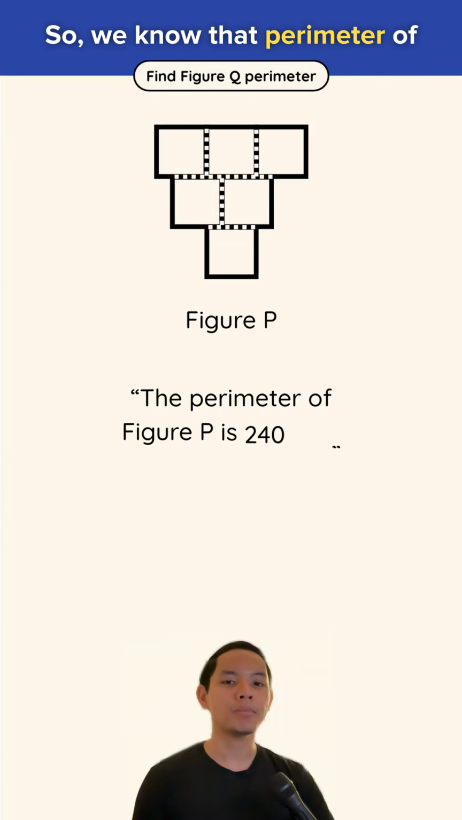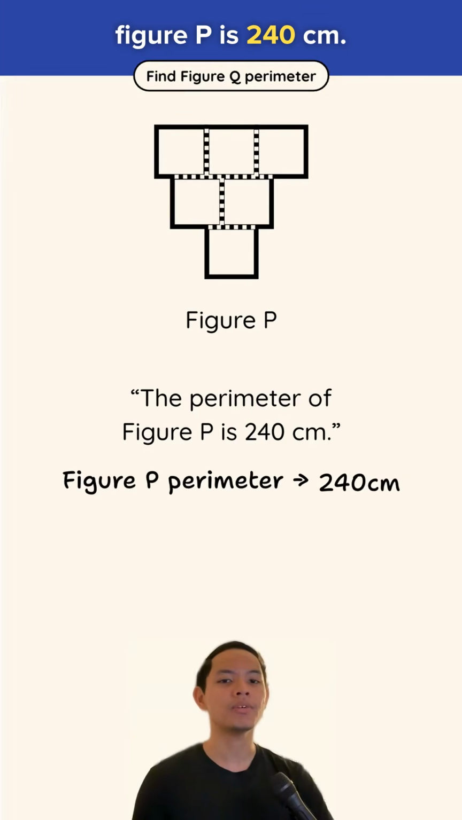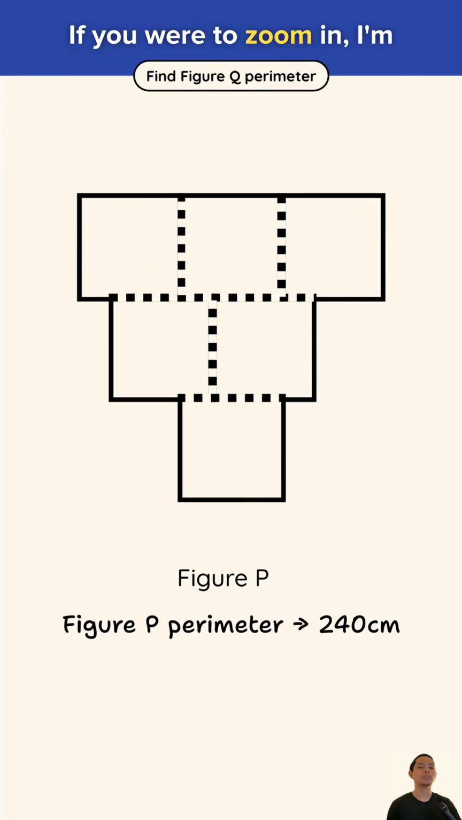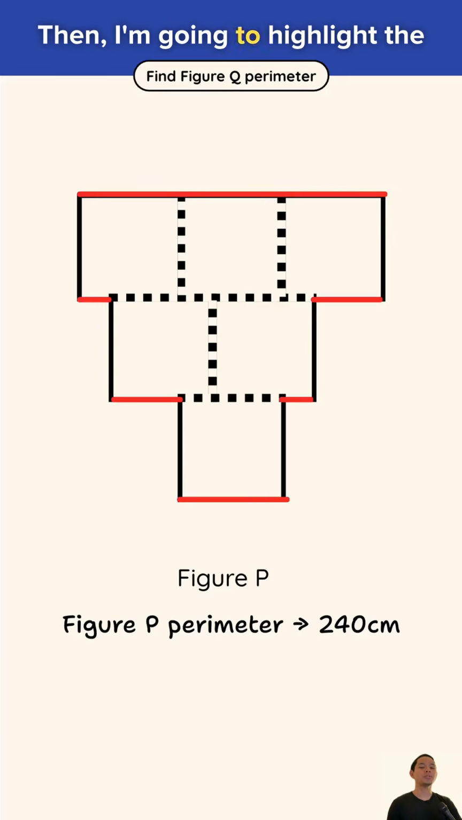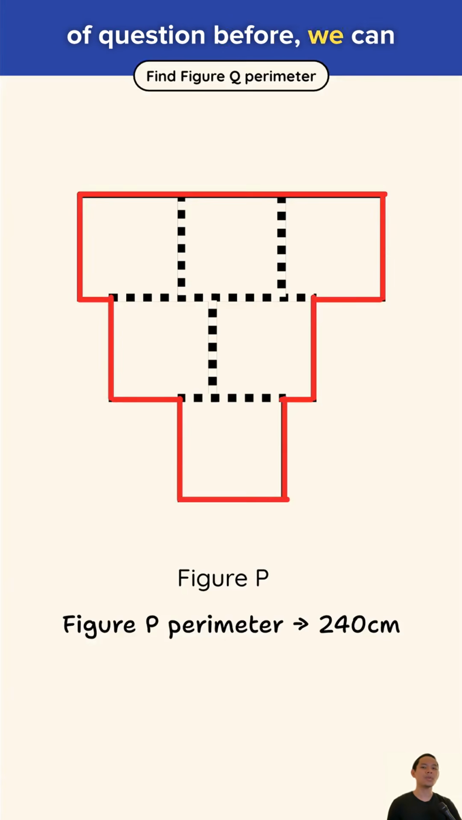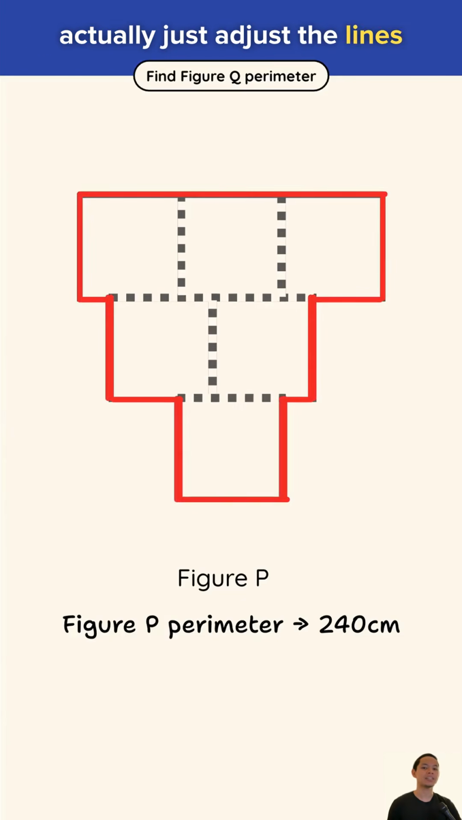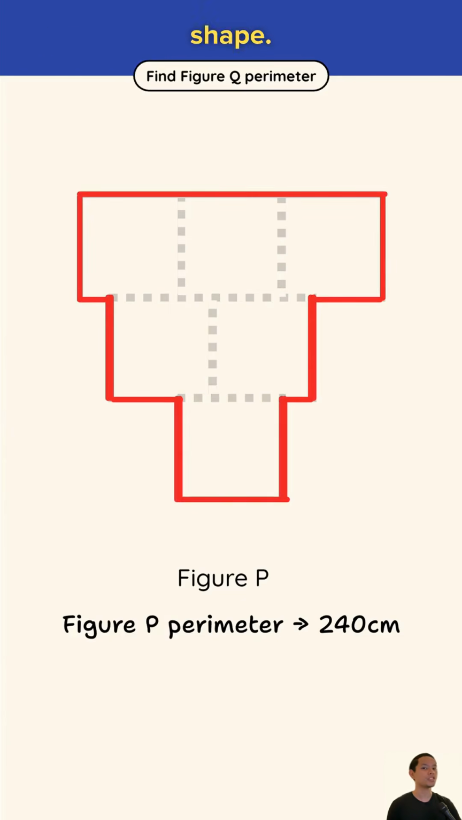So we know that the perimeter of figure P is 240 centimeters. If we were to zoom in, I'm going to highlight all of the lines, starting with the horizontal lines from left to right. So it will look something like this. Then I'm going to highlight the vertical lines, which is top to bottom. Now, if you have done this kind of question before, we can actually just adjust the lines over here to look like a familiar shape.